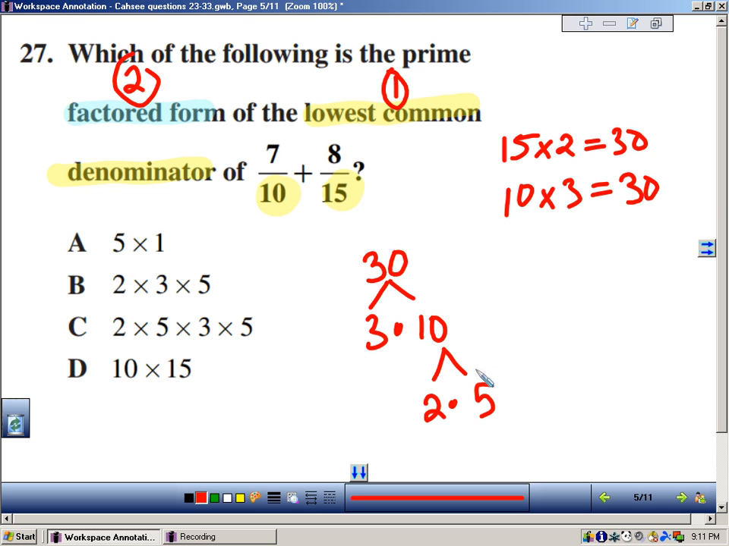So you want to identify 2, 5, and 3 as being the prime factored form of 30. Why? Because 2 times 3 times 5 equals 30. 2 times 3 is 6. 6 times 5 is 30. It's called the prime factored form of 30. So the answer would be B.